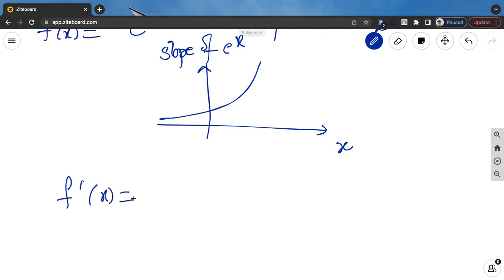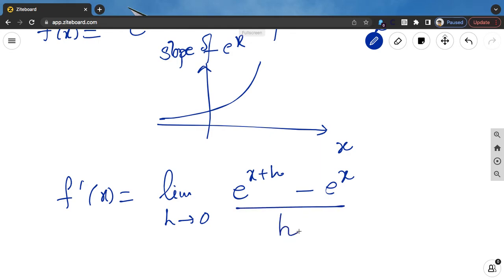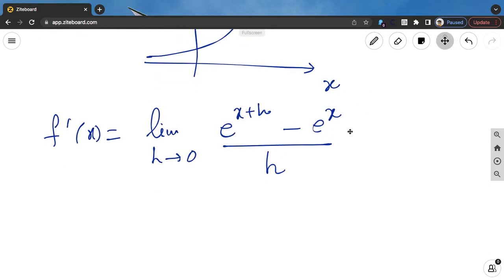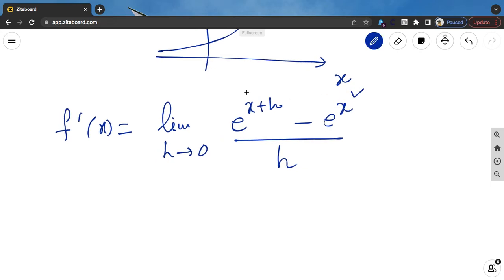So first principle says that limit as h tends to 0, e raised to x plus h minus e power x upon h, isn't it? f of x plus h minus f of x upon h. Where has this come from? Again, remember, we started with 2 points on the function. Which function? e power x. What are the 2 points? One is x and one is x plus h. And we took the 2 points such that they are very, very close to each other.